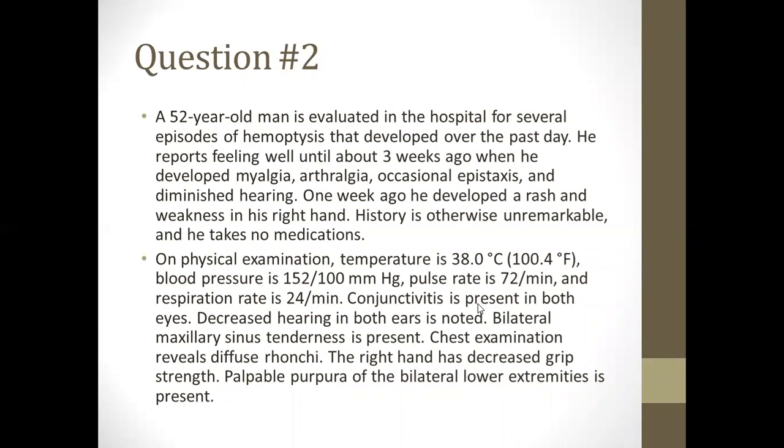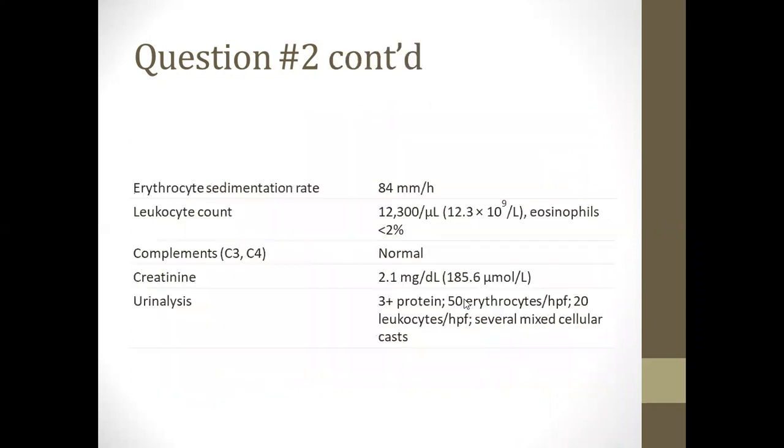So if you think back to that original slide I showed you, a lot of stuff going on here would make you think about a vasculitis. Of course, the palpable purpura and then the mononeuritis multiplex, where he's got weakness in that arm. And then the hemoptysis for the pulmonary manifestation. Your SED rate is 84 on him. His white count 12.3, eosinophils less than 2, complements normal. Creatinine is elevated at 2.1. Urine, he has 3+ protein, 50 red blood cells, 20 white, and mixed cellular casts.